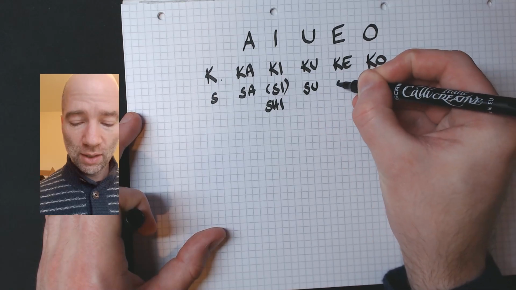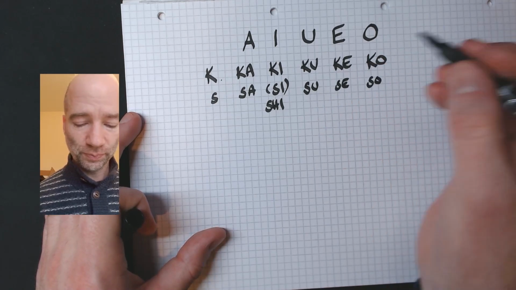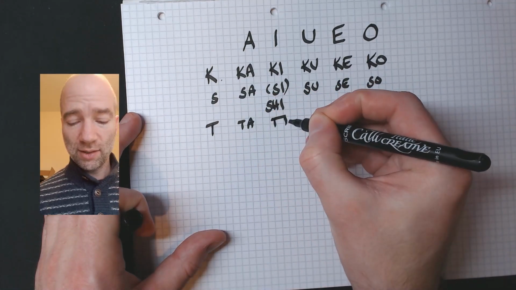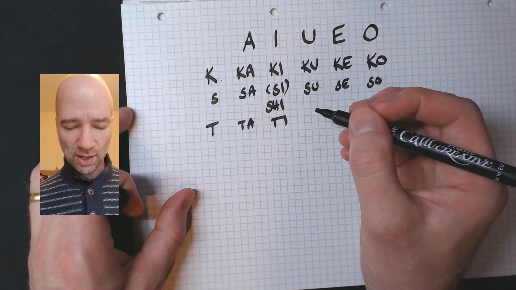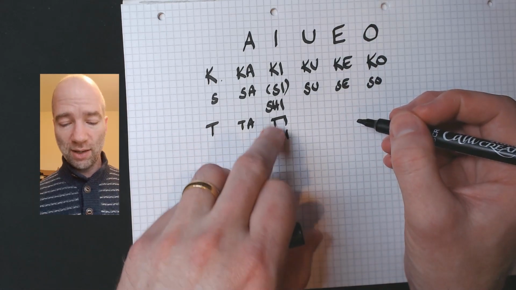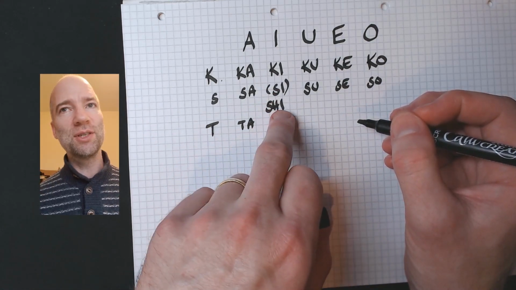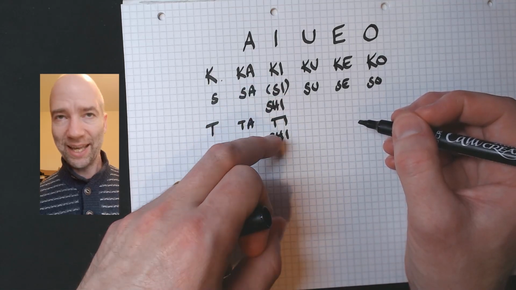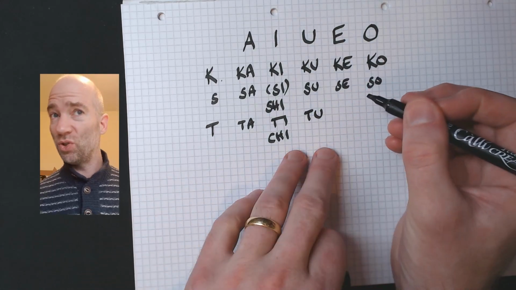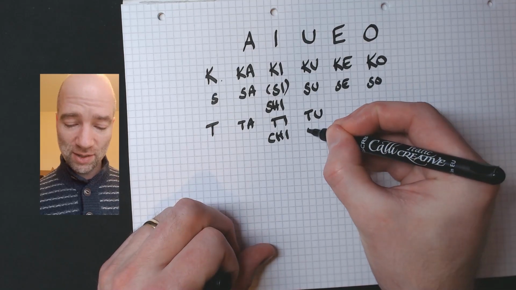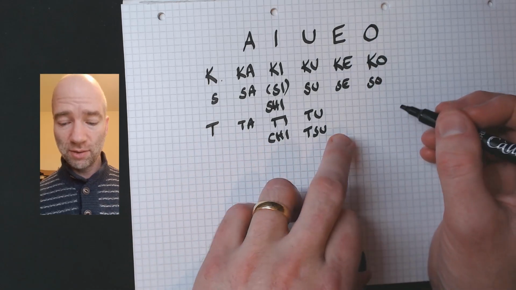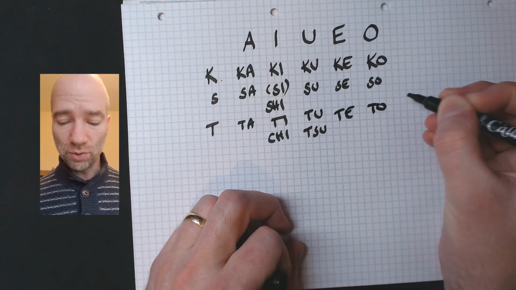su, se, so. And then the T line. So ta, except there isn't a t either in Japanese. It is chi. It's a bit like the t version of s there. So shi and chi instead of si and ti. So ta, chi, tu, except there is no tu either. It's always tsu. So ta, chi, tsu, te, to.